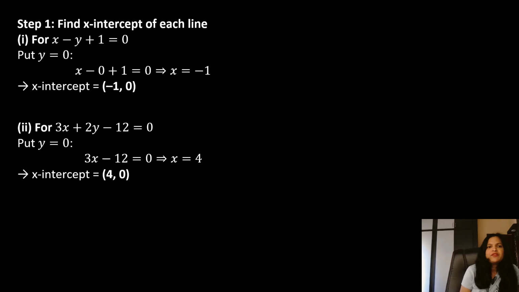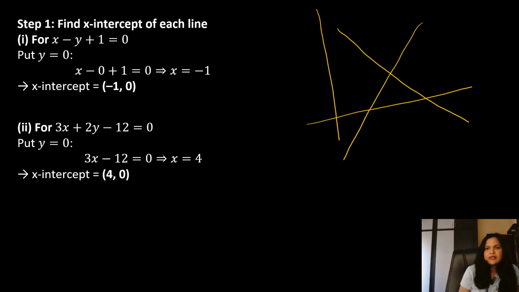Next is to find the x-intercept of each line, like this. This is one line, this is another line. These 2 points we are finding out, for y1 you assume, and this is for y2, intersecting the x-axis. These points we are finding out first. First one is x minus y plus 1 equal to 0. So for y equal to 0, because if the point is lying on the x-axis, then y is 0. That's why you have to put the 0 value.